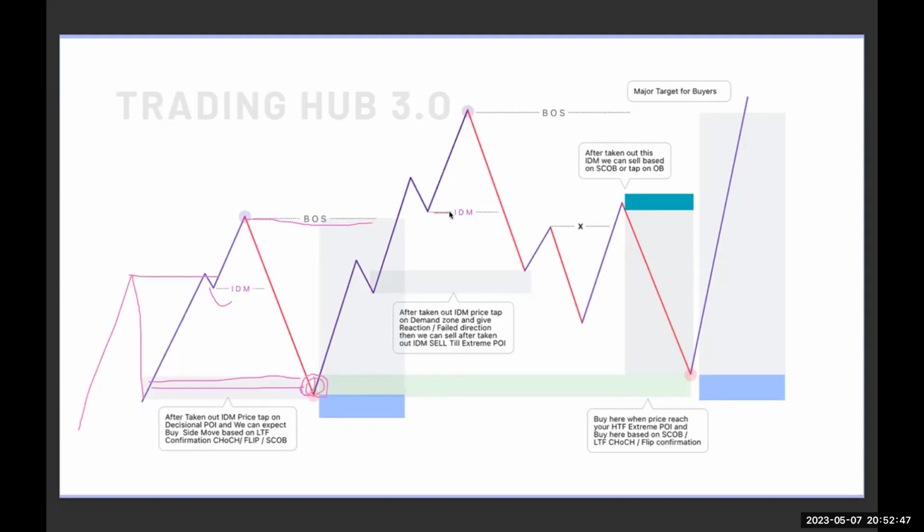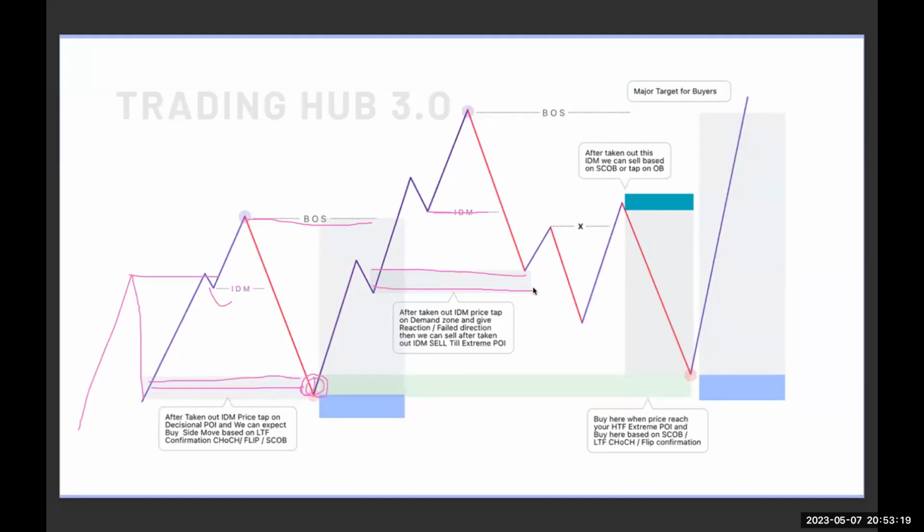Same thing happens here. This is your inducement, tap on your POI, and this one is your decisional POI. After taking out the inducement, the market must tap on your POI or must sweep the inducement before continuation, right? But in this case, the market takes out the inducement, taps on your higher time frame POI, but gives a small reaction to the upside, is not able to go higher, and fails to the downside. So in this case, how can you deal with this type of situation?